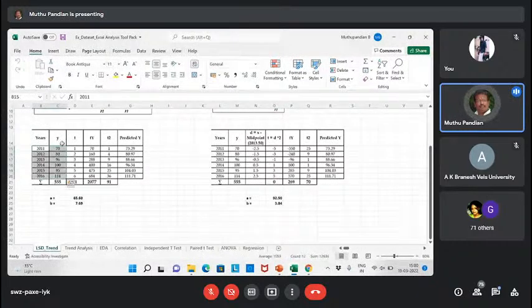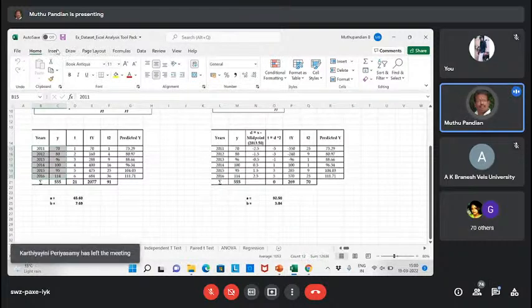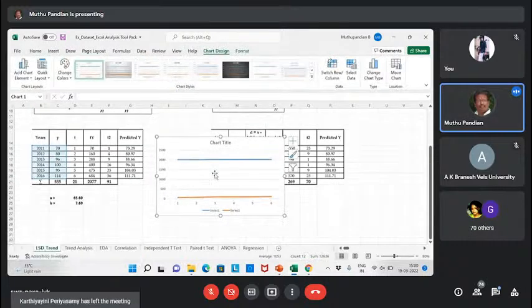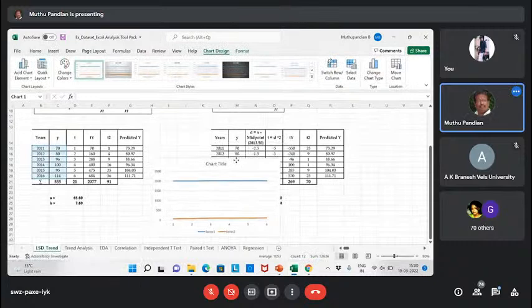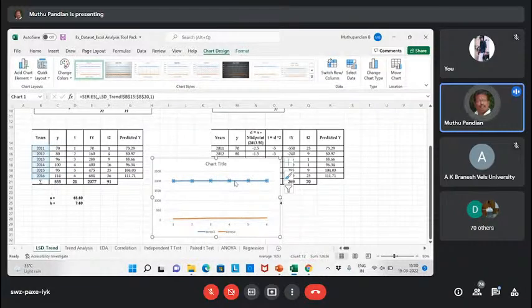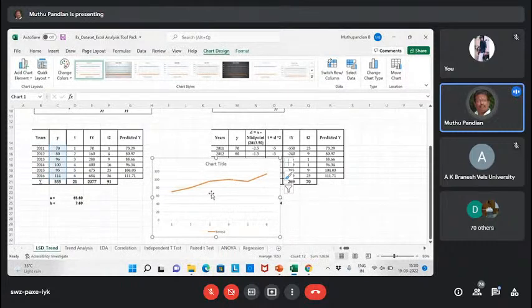If you want to do a trend analysis in Excel, first you have to draw a graph. So what I am doing is inserting a line graph. Are you able to see my line graph here, everyone? Yes, sir. This is year. I don't want that, so I just delete the year. Once I delete the year, this is my line graph.